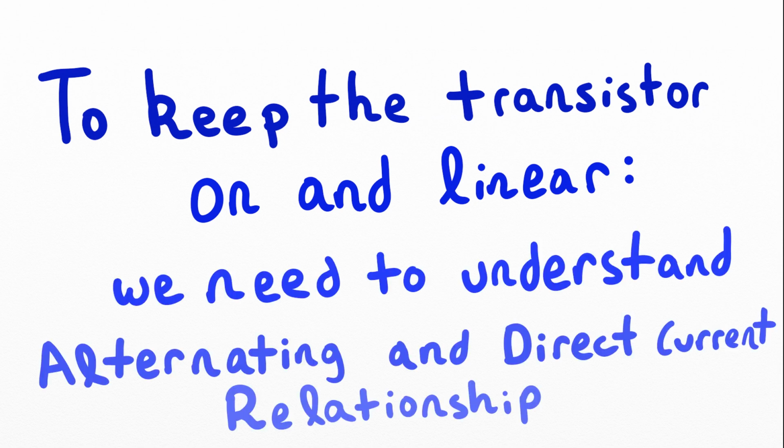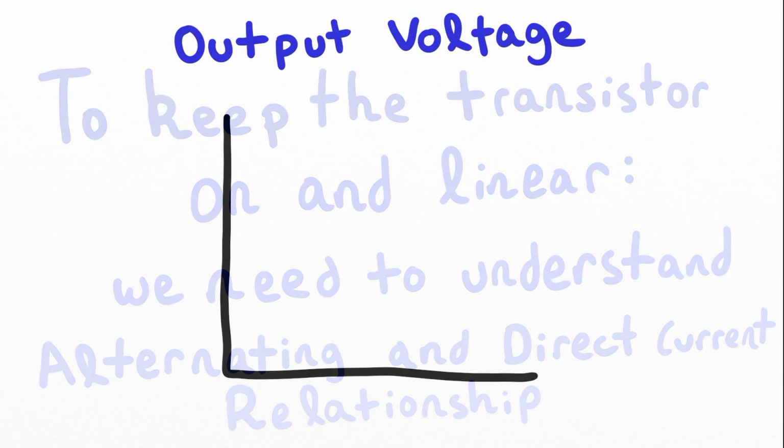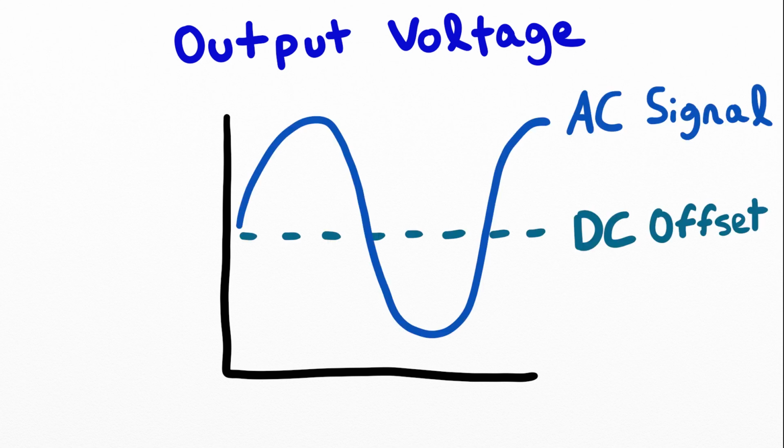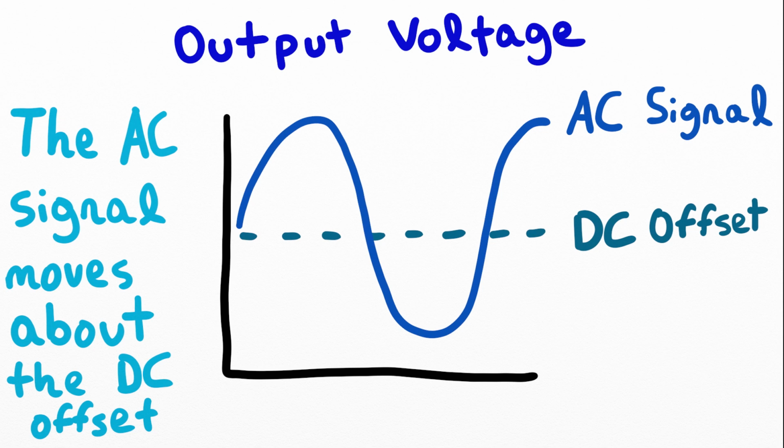To move forward, we need to understand the relationship between alternating and direct current. We will start by looking at a graph of the output. We have the DC offset and the AC output signal. The AC output signal varies about the DC offset, so it swings above and below it relative to the DC output offset. We need to design the circuit so that our output signal can swing below and above that DC offset, but not be distorted by either going too low or too high.